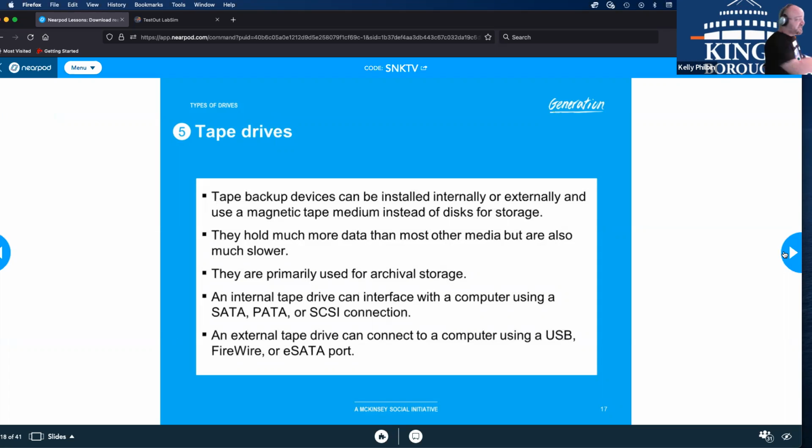All right, so tape backup devices, as we saw, sometimes look like a reel-to-reel. They do have them in their own contained packages, almost like a cassette tape, but a little bit bigger. They can be installed internally inside systems, or it can be an external drive. It uses magnetic tape medium. And again, cassette tapes are the best example of this for you millennials out there. That was what we used to listen to music before it got all fancy and digital.